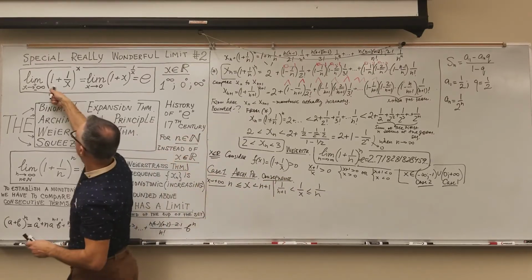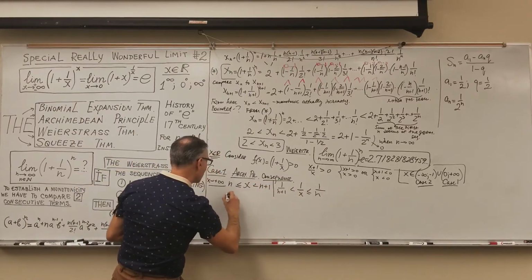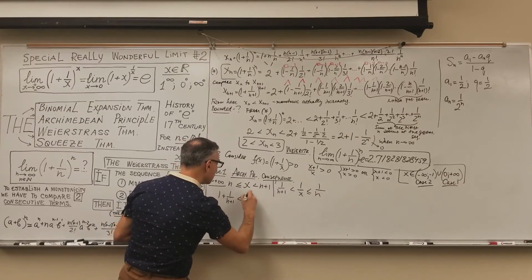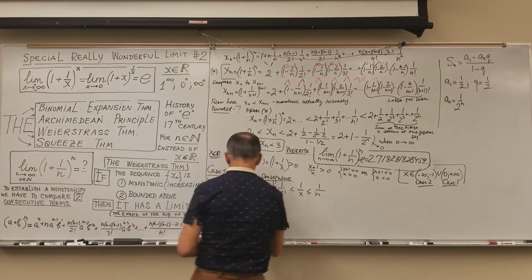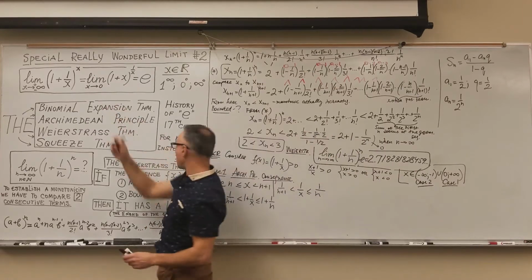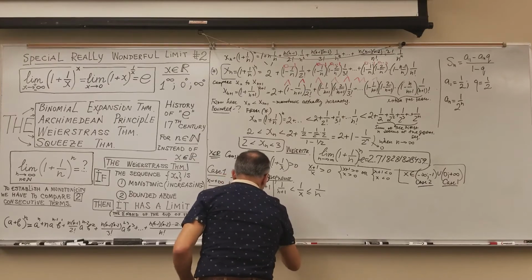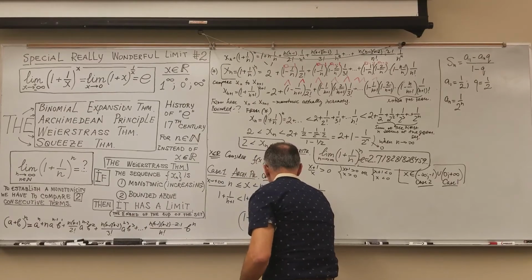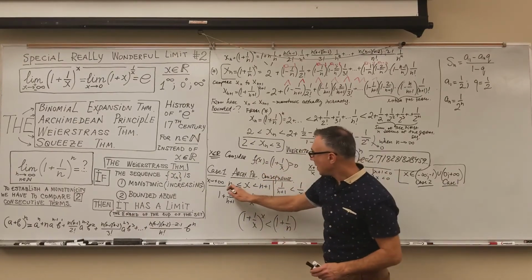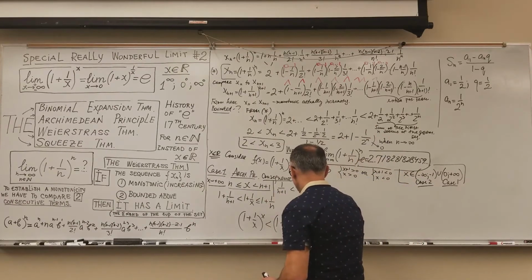Now add 1 to get 1 plus 1 over x. If I add 1 everywhere, nothing changes. It will be 1 plus 1 over n plus 1 is less than 1 plus 1 over x, less than or equal to 1 plus 1 over n. Now let me raise them to the powers of x. 1 plus 1 over x to the power of x will be less than, look at this, 1 plus 1 over n. Now let me raise it. Since the Archimedean principle says x is less than n plus 1, I can use n plus 1 here.